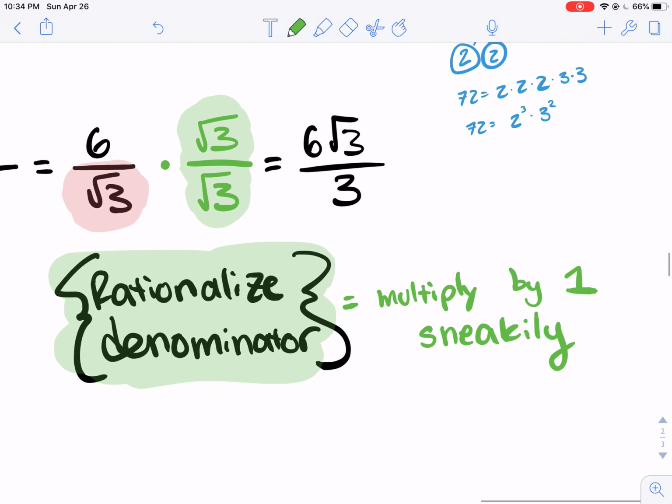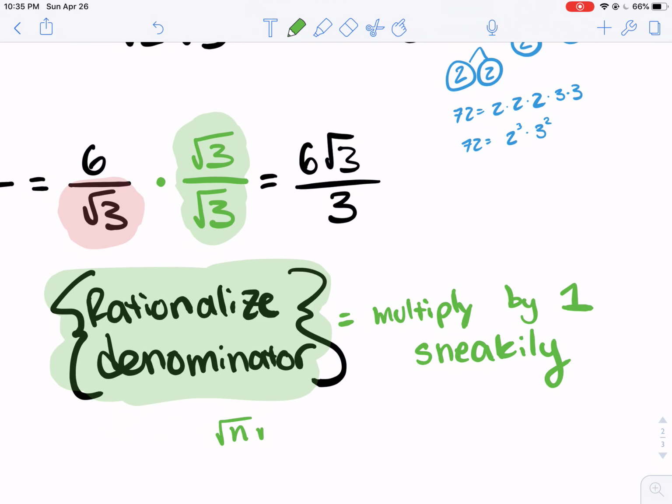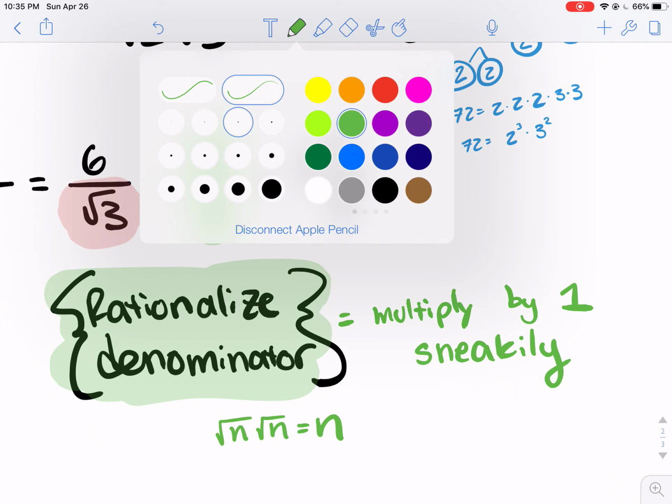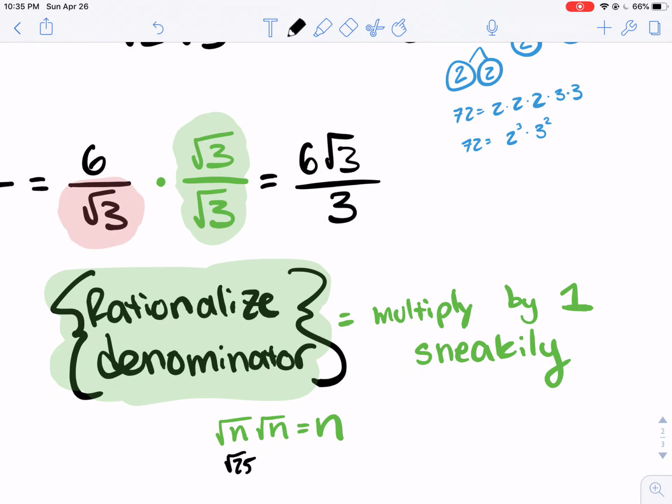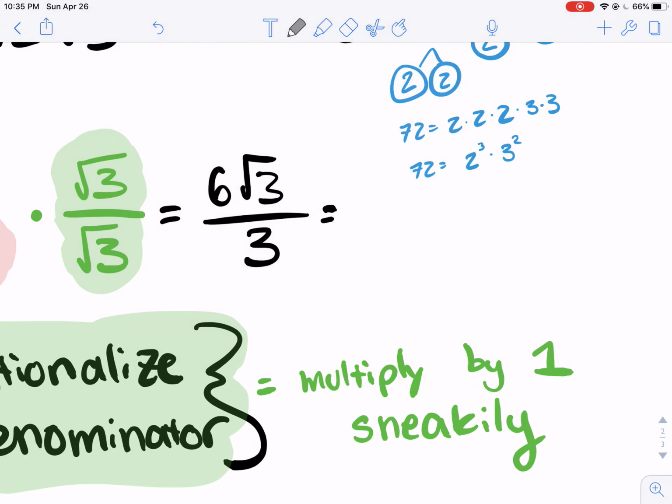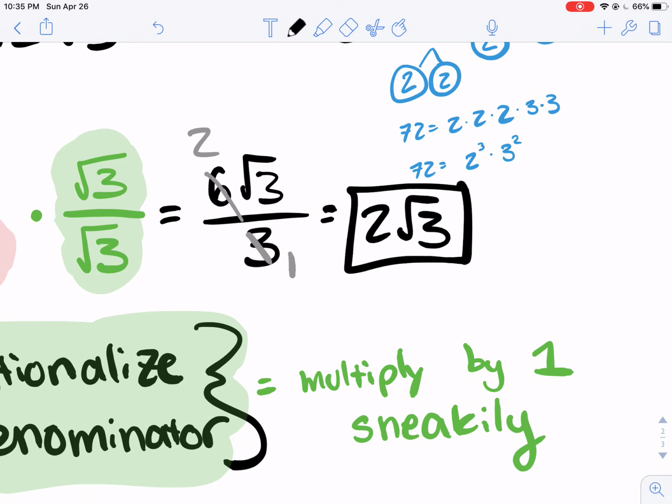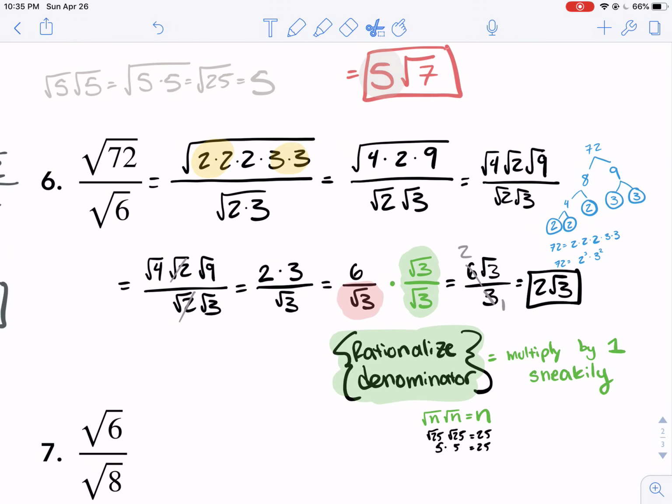That is, if you have the square root of a number times the square root of a number, that's always equal to that same number. Just like the square root of 25 times the square root of 25, which is 5 times 5 equals 25. Yay! So we're going to use that fact here. And then we're almost done. The 6 and the 3 cancel out to get 2 and 1, giving us 2 times the square root of 3. That's much simpler than the square root of 72 divided by the square root of 6. We're going to do 2 more like that, and then we'll be on our way.